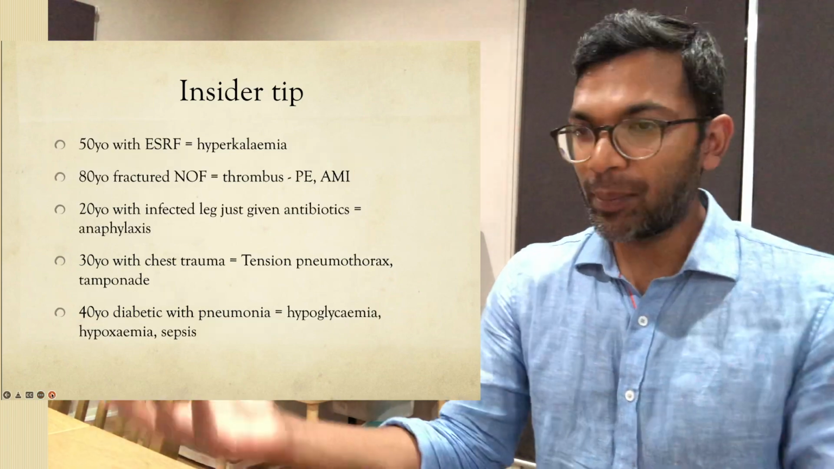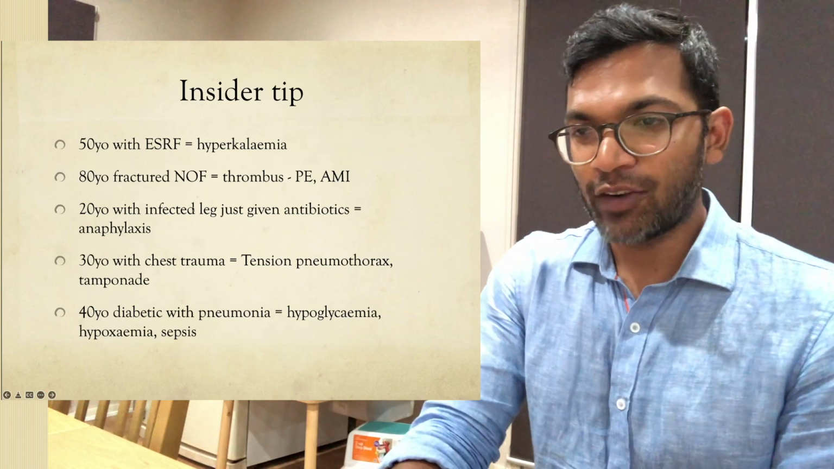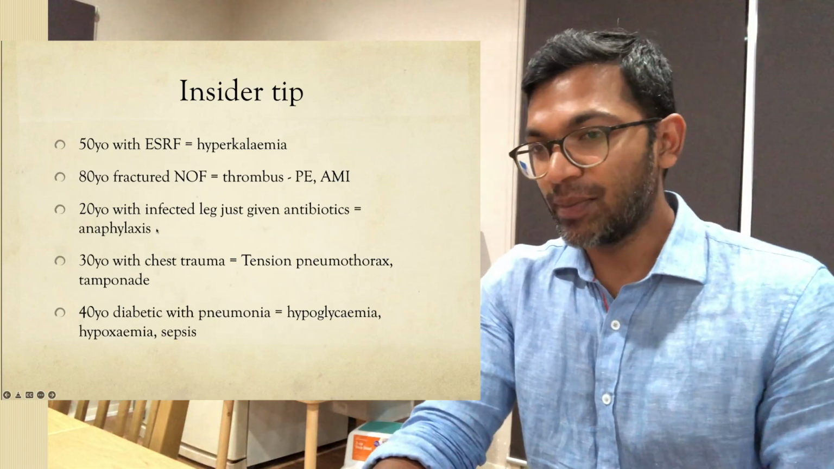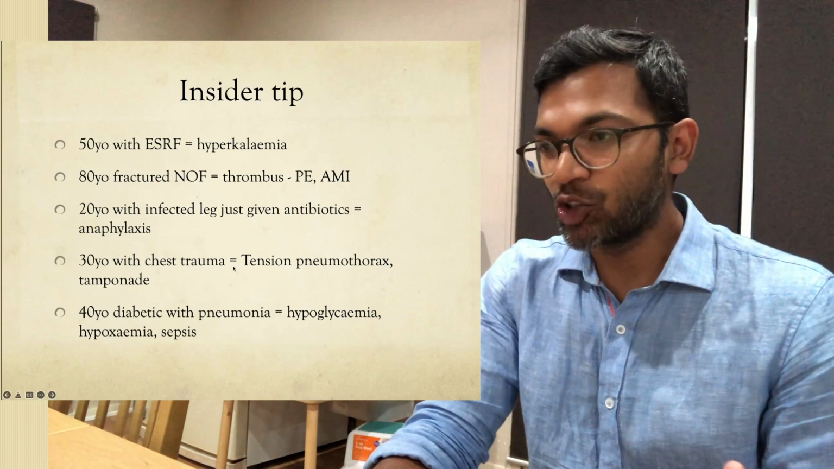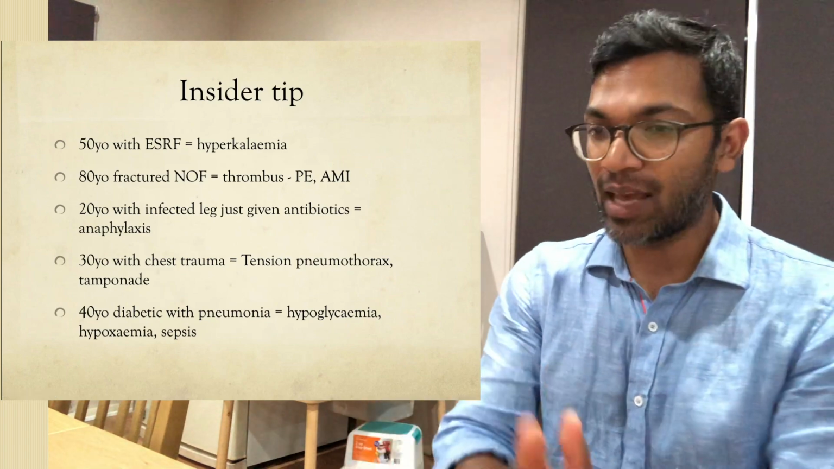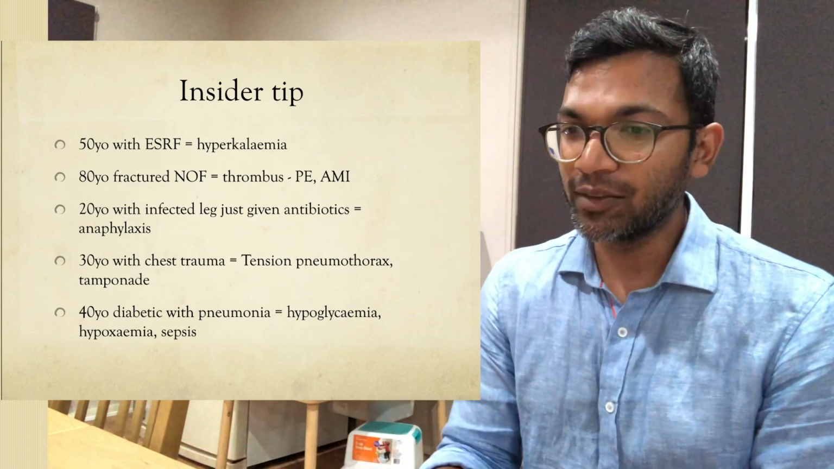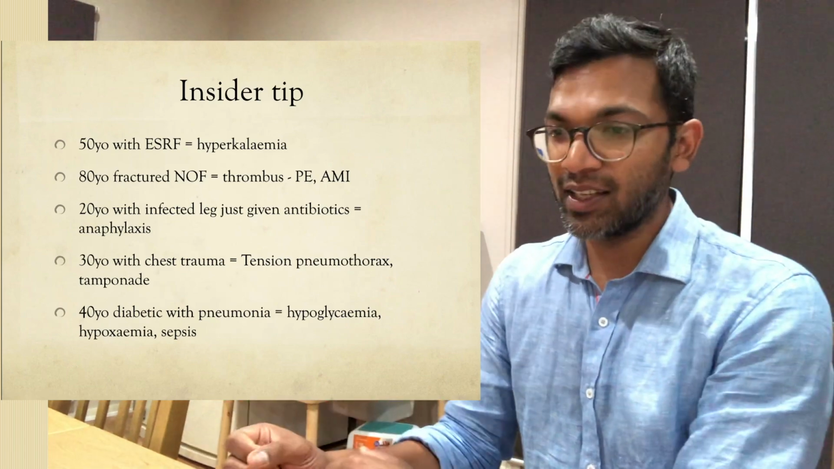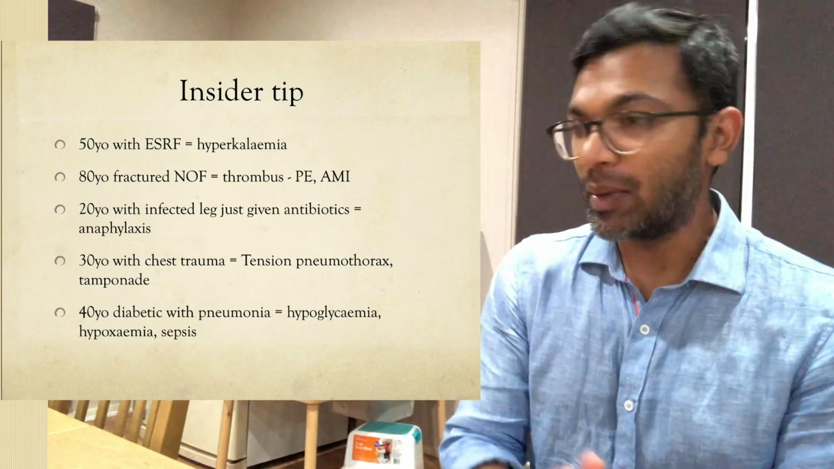End-stage renal failure, hyperkalemia is a typical thing there. Fractured NOF, thrombus, it could be PE or an AMI. Given antibiotics, it could be anaphylaxis. Chest trauma could be anything to do with trauma. It could be blood loss, it could be tension pneumothorax, tamponade, it could be hypoxemia as well. Diabetic with pneumonia, it could be hypoglycemia, maybe they gave too much insulin, maybe it's hypoxemia, maybe it's sepsis.